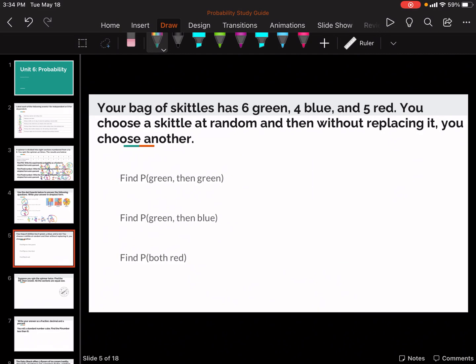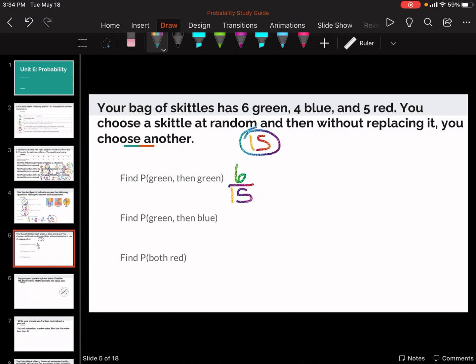So a bag of Skittles has 6 green, 4 blue, 5 red. You choose a Skittle at random without replacing it. You're not putting it back in, you choose another one. So green, then green. Our total altogether was 15, so I'm just going to write that at the top so I don't forget. So green the first time was 6 out of 15.